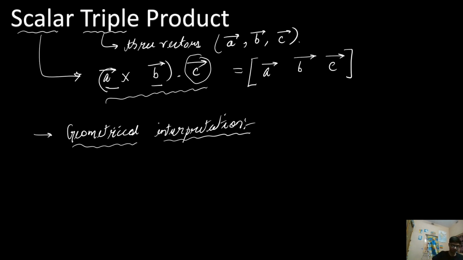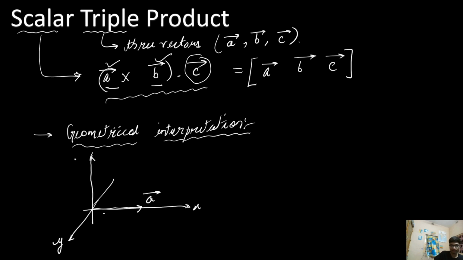Okay, so what does the geometrical significance mean? Before talking about geometrical significance, let us draw a 3D axis, the XYZ axis. So why do we need the XYZ axis? If this is the XY plane, these 2 vectors are in the same XY plane such that vector A is oriented along the X axis and vector B is oriented along the Y axis.